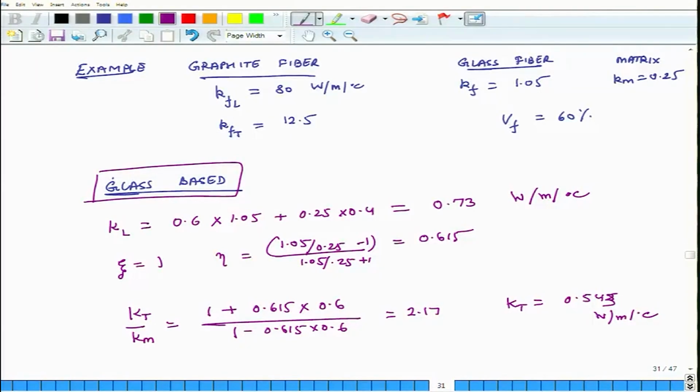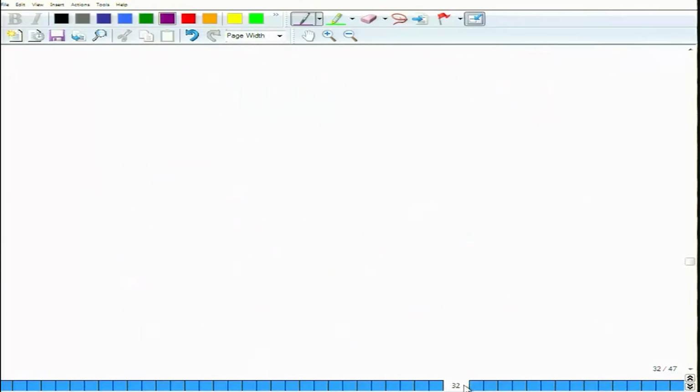Okay. So, this is for glass, which is pretty straightforward. And next we look at graphite based system, graphite epoxy system. So, KL is straightforward, KL is equal to 0.6 into 0.80 plus 0.4 into 0.25. So, that gives me 48.1.